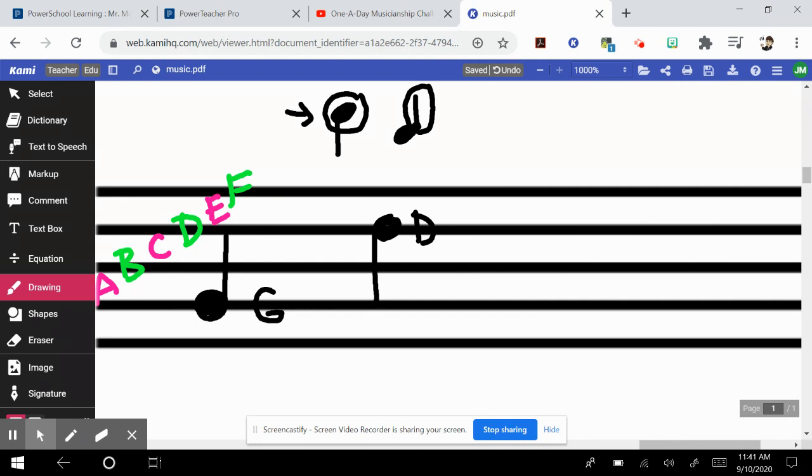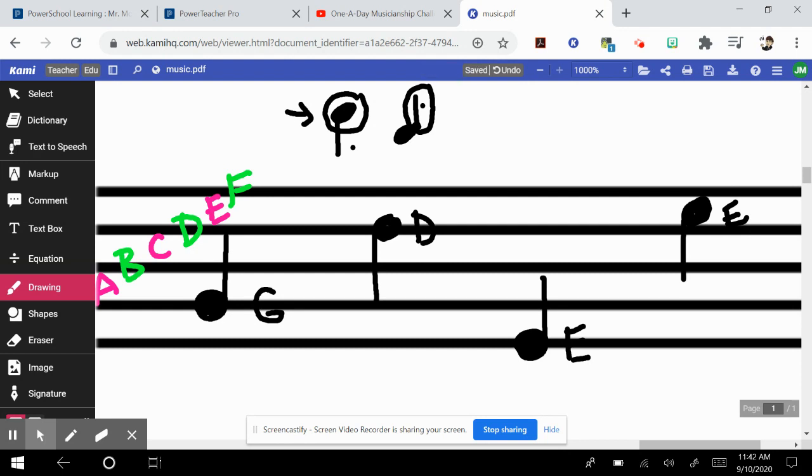So you may ask yourself, why are the stems sometimes down? Why are they sometimes up? Well, it really just depends upon how high it is on the staff. For example, if you have a lower note, like this note here, your stem is going to go towards the middle. So it's going to go up. This is an E. But if you have this E over here, since it's on the upper half of the staff, the stem is going to go down, even though that is also an E.